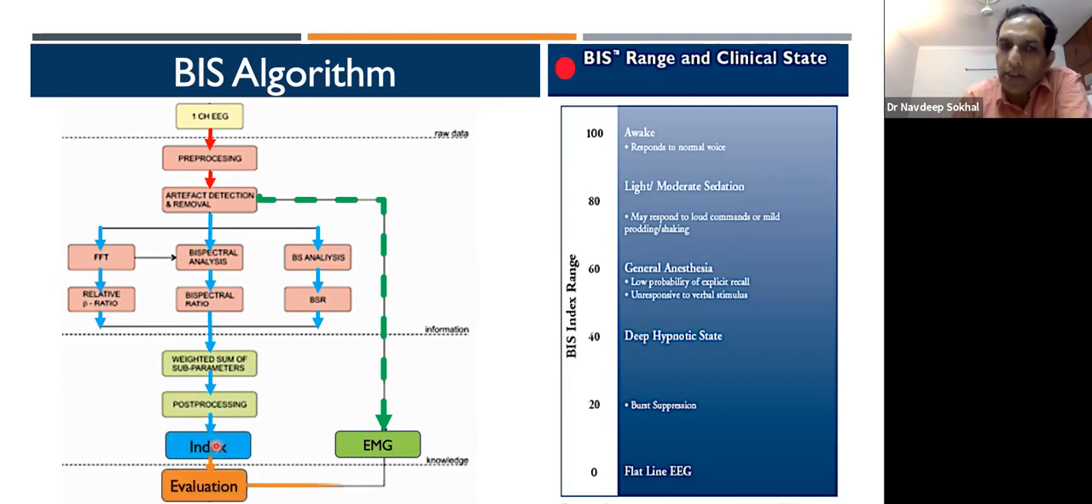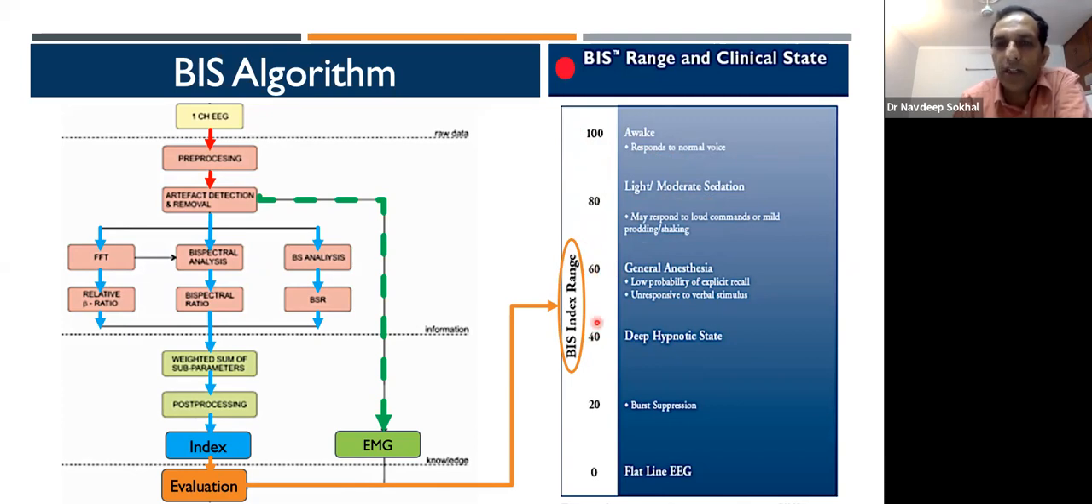This is evaluated by the person who is monitoring the patient, and depending upon the BIS index, he will come to know about the state of the depth of anesthesia. 100 would say the patient is awake, responds to normal noise. Around 80 would be some light sedation. Around 80 to 60, this would be a deep sedation.